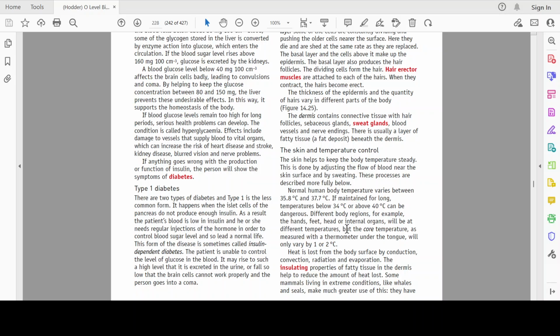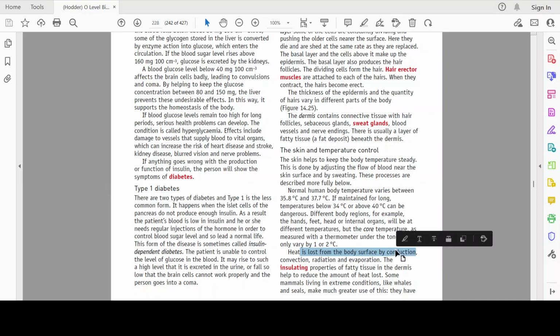And what we're talking about is the core temperature, not the skin temperature. So, what is the internal temperature of your body, not what the temperature of your skin is. And that's why the thermometer is placed under the tongue or somewhere. And even then, the temperature can be different from what the actual temperature is.